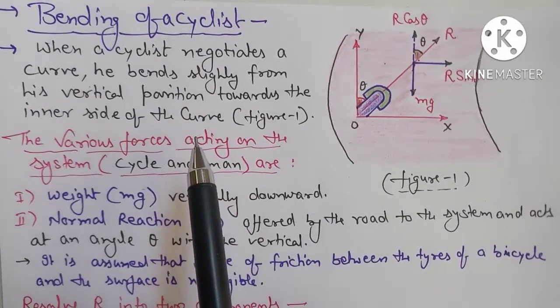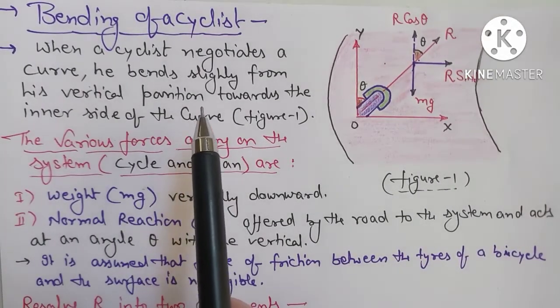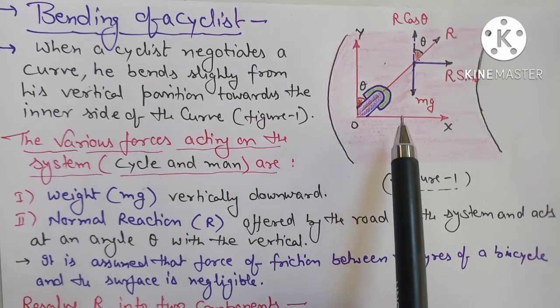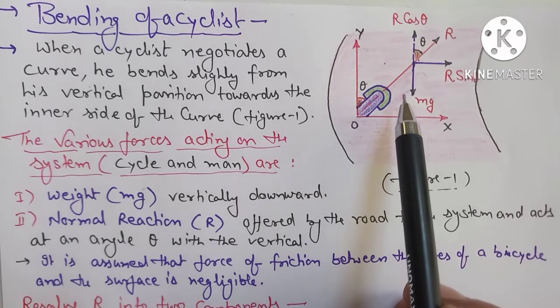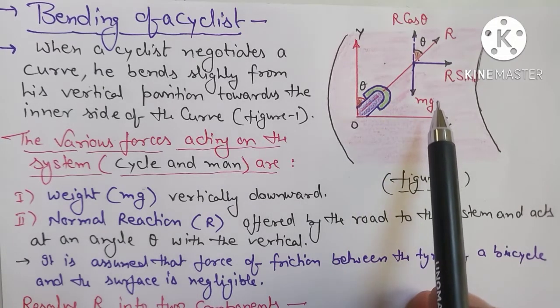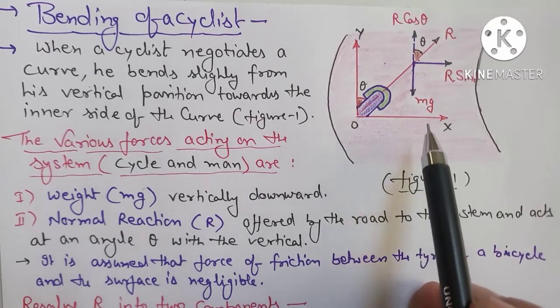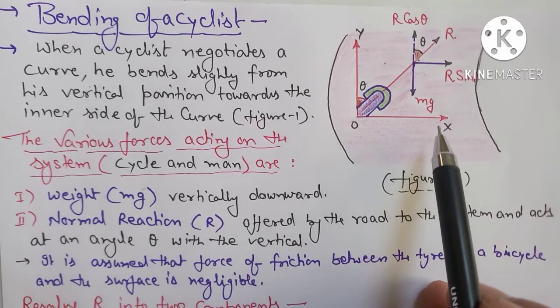Hello everyone, in this video lecture we are going to study about bending of a cyclist. When a cyclist negotiates a curve, he bends slightly from his vertical position towards the inner side of the curve, means he bends towards the inner side of the curved road.